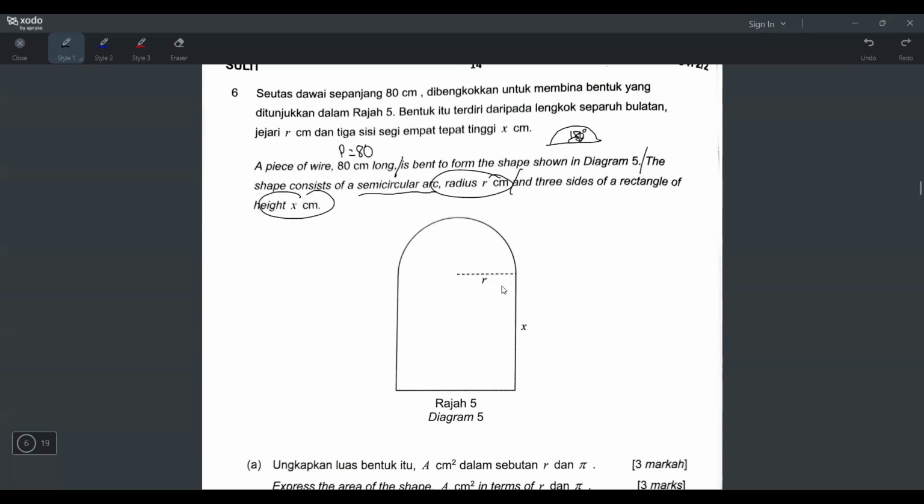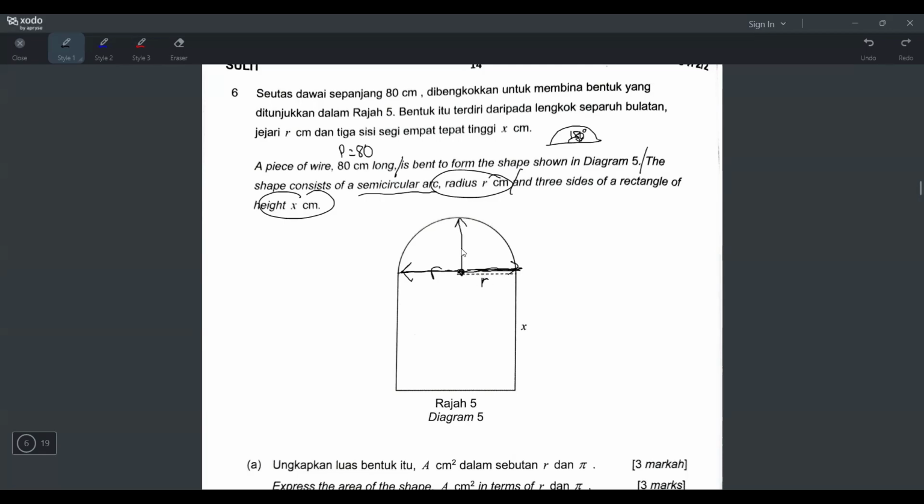Okay, let's observe the diagram. So we have 3 sides of a rectangle of height X cm. That means this will be a rectangle, right? Okay, so it's like this. So that is like a rectangle, right? This is the rectangle, and then the one on top is the semicircle, right? Okay, the semicircle radius is R. That means if I draw a line from here to here, it will be R cm. If I draw to here, it will be R also, right? Because they are both radius.